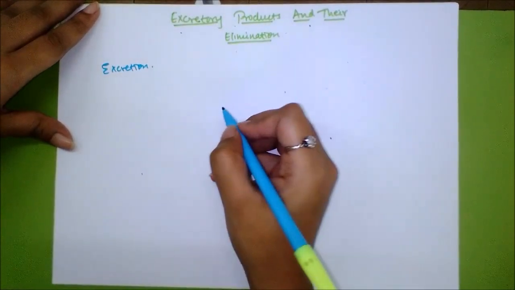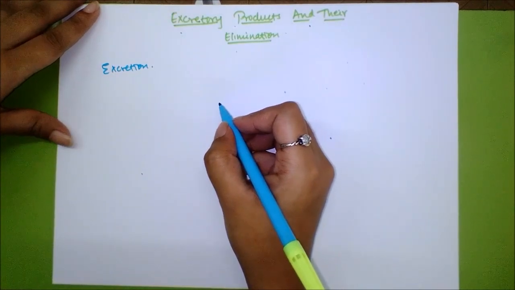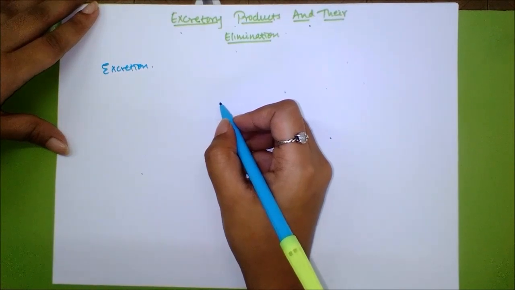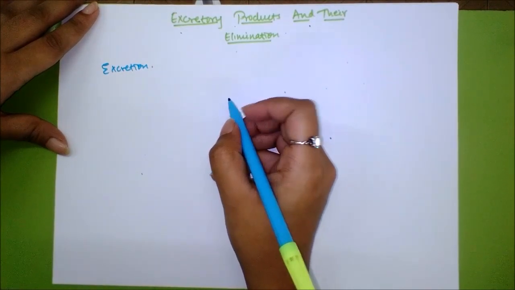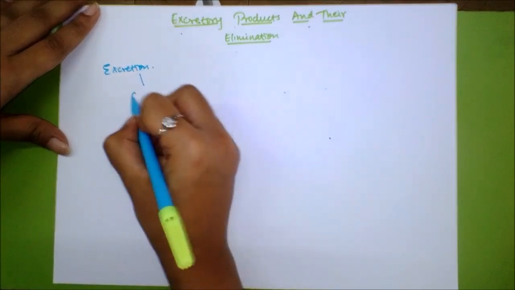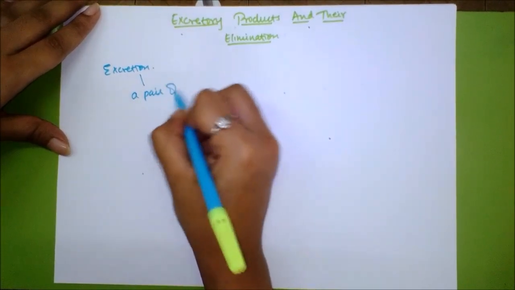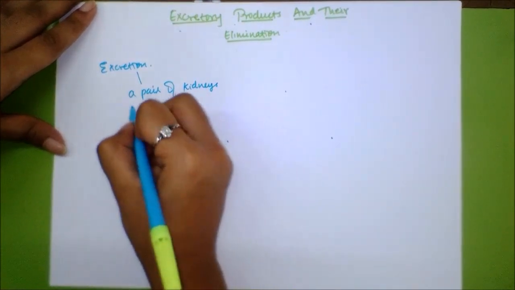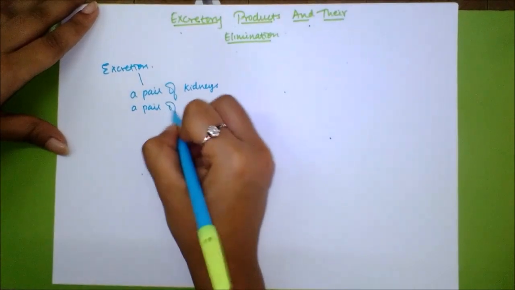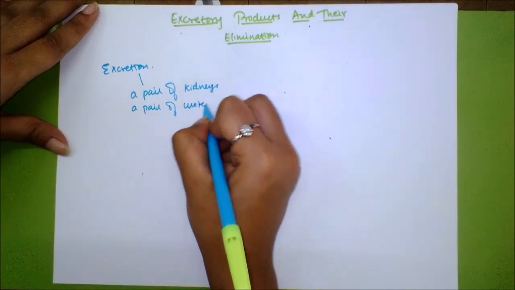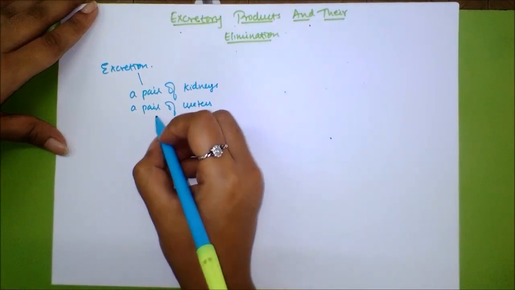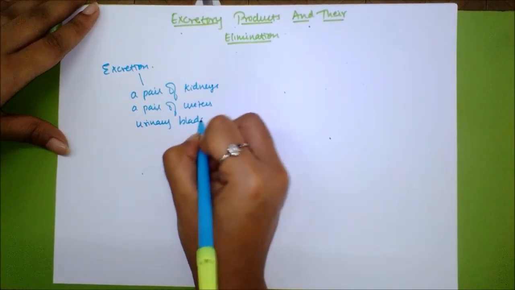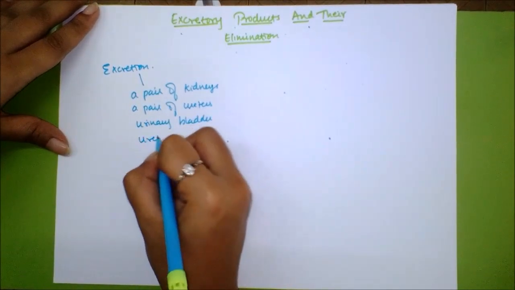Excretion is basically the removal or elimination of waste products of metabolism from the body in order to regulate the composition of body fluids and tissue. The human excretory system consists of a pair of kidneys, a pair of ureters, a urinary bladder, and a urethra.